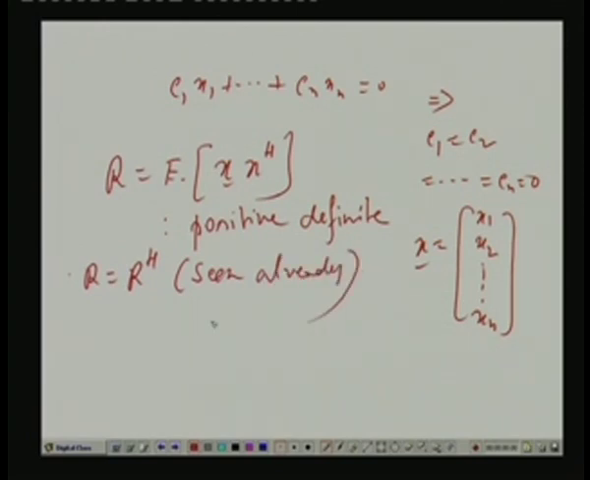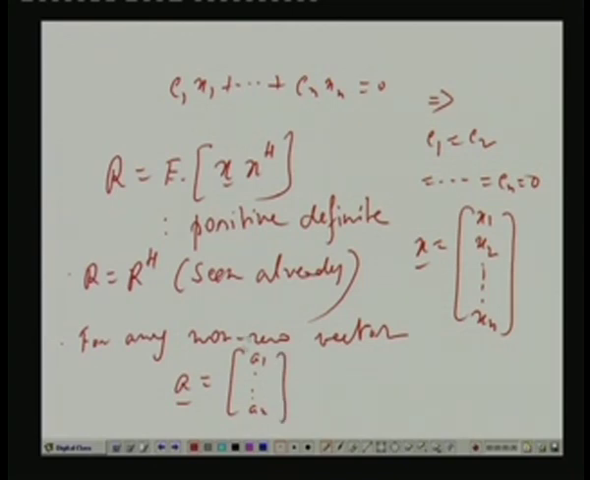And now, we say that R is positive definite. Positive definite means for any non-zero vector, say A. When I say non-zero vector, I mean it is such a vector where at least one entry is non-zero, if not more. It is not a vector of all scalar zeros. So, these are complex numbers in general.